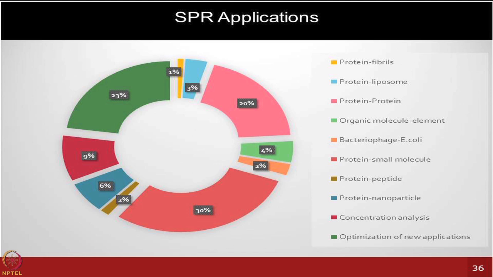And one interesting experiment came when somebody wanted to print bacteriophage virus on the chip and test with E. coli whether those binding could be seen or not. So all kinds of thoughts you can have about what you want to measure on the SPR. Of course, popular ones include protein peptides, nanoparticles, concentration analysis, an assay we newly developed, and optimization of many new applications. So that's the ongoing thing.